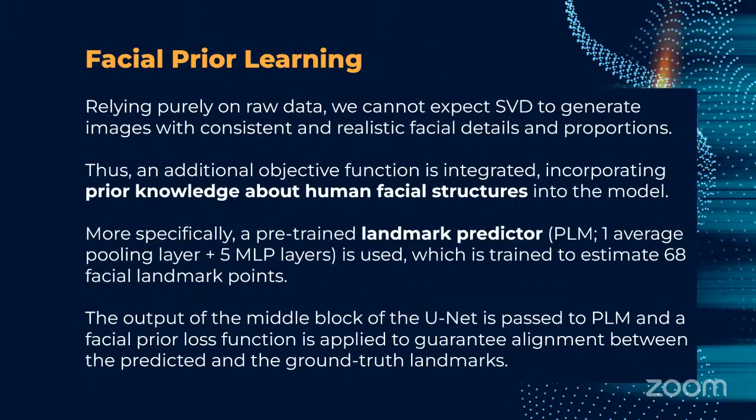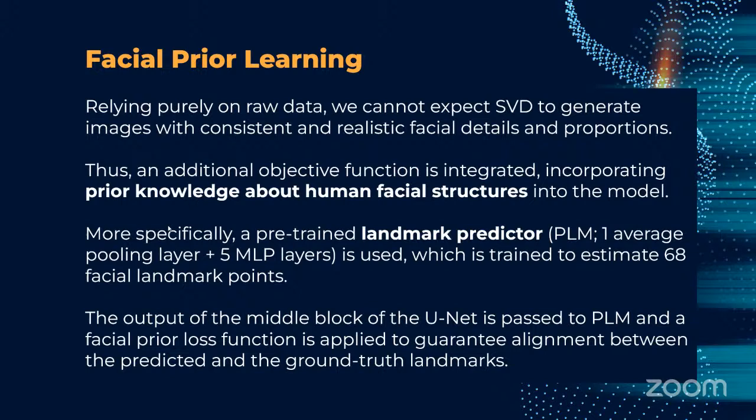And then the next module we can have a look at is facial prior learning. So here the problem is that the base model, this SVD model, at first does not have any knowledge about realistic facial details and proportions. And therefore, the SVD model cannot be expected to generate images with these properties. So for this reason, the authors decided to integrate another objective function, which is supposed to really incorporate prior knowledge about human facial structures into the SVFR model.